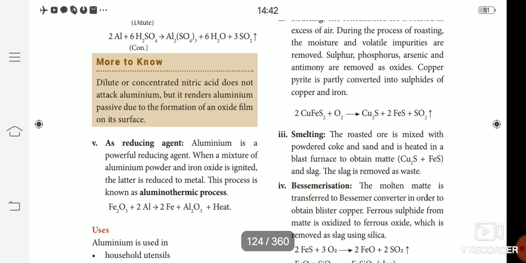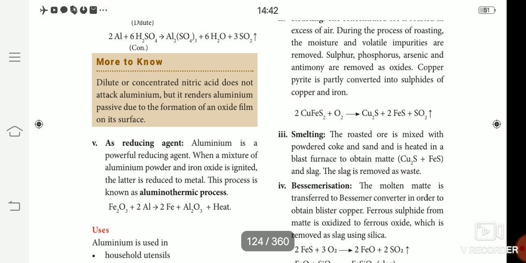So the copper so obtained is called blister copper. Blister copper means 99% pure copper. It is called blister copper because as it solidifies, the sulfur dioxide hidden in it escapes out, producing blisters on the surface. Blister copper is 99% pure copper.